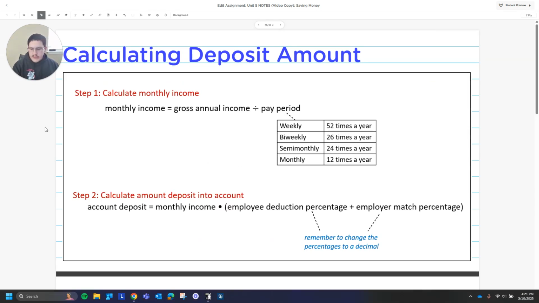Okay, now we're going to go into a different problem again. So now instead of bonds, we're going to look into 401ks and how to calculate the amount that's going to get deposited into that 401k account. If you don't know what a 401k account is, a 401k is a retirement plan that lets employees contribute a portion of their paycheck to a savings account.